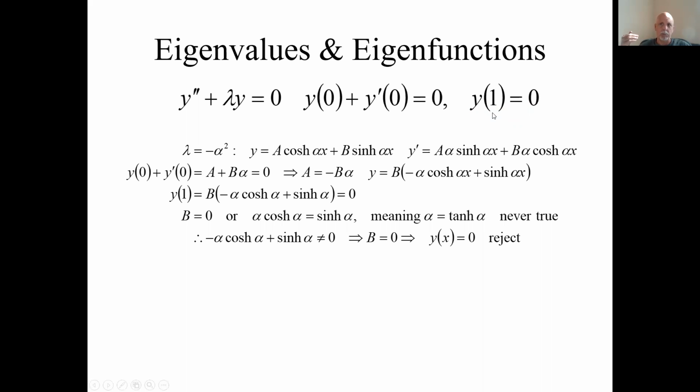So again, we have the same three cases where lambda is negative, exactly equal to 0, and positive. When it's negative, we'll call it minus alpha squared. Since it's on a finite extent here, x goes from 0 to 1, use this version of it, cosh and sinh. Because the derivative is involved, we're going to have to take the derivative. Here's the derivative of that solution.